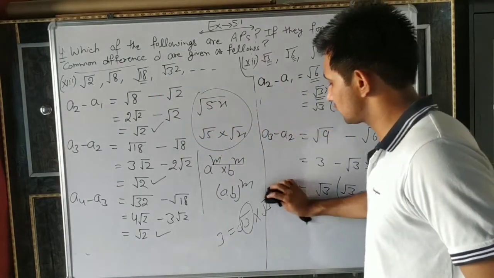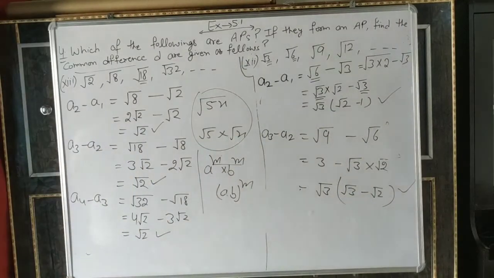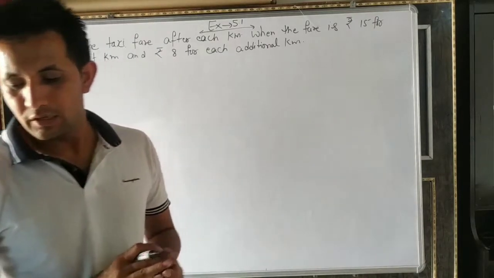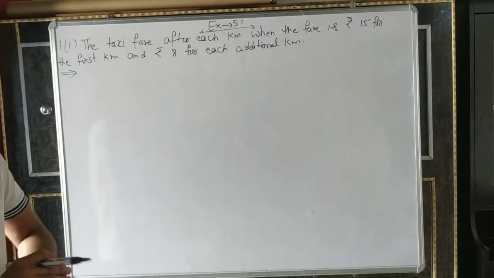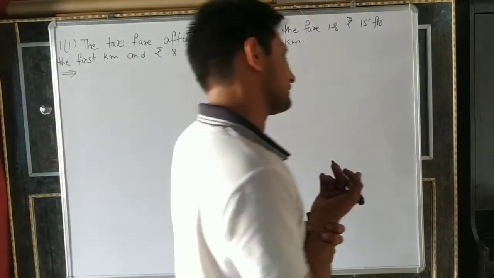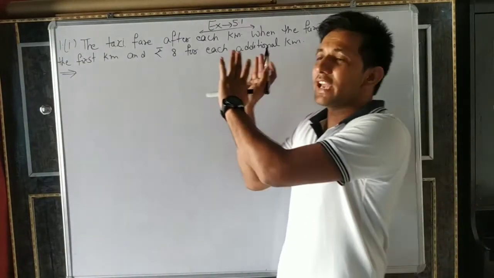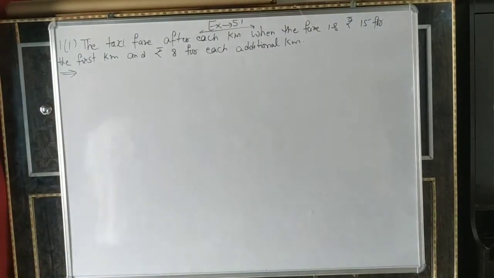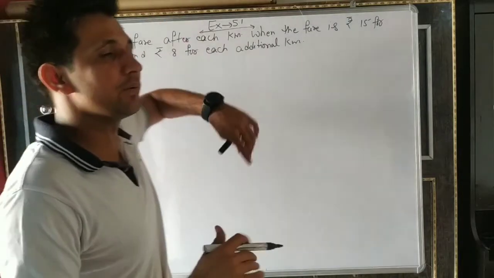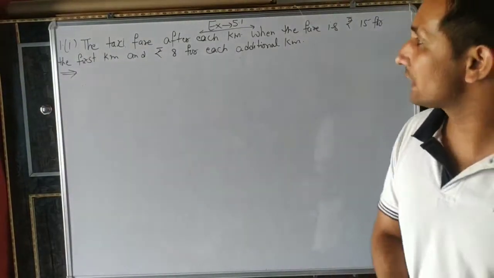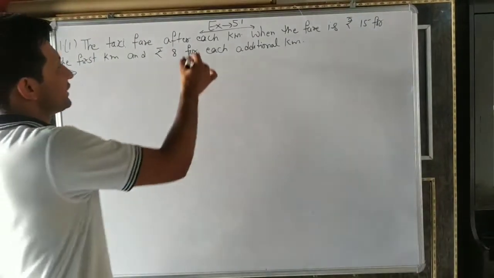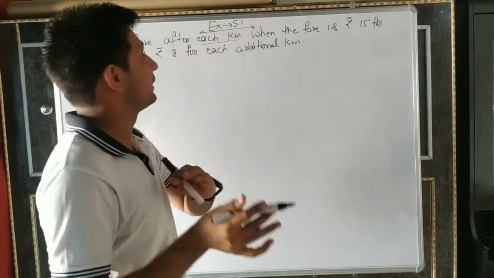Now we will do the last question of this exercise. Question number 1. Now, dear, first question, first part. In which of the following situations does the list of numbers involved make an arithmetic progression, and why? We have to check whether they are in AP, or we have to make an AP. We have to make an AP and check whether it is an AP or not. Understand here? So what is given? It is given the taxi fare after each kilometer. After each kilometer. What is given?